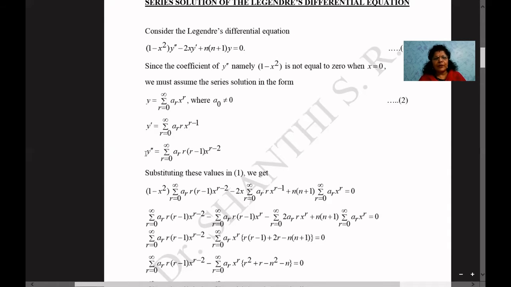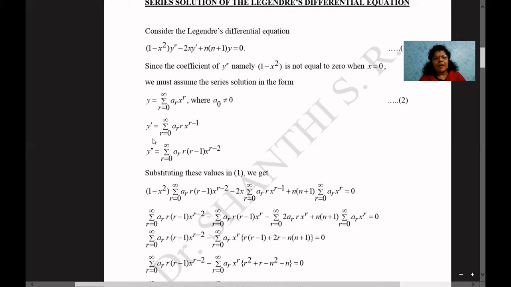Now I am going to find y double dash. How to find y double dash? It is the derivative of y dash. Differentiate this with respect to x again. Here x is in x power r minus 1. What is the derivative of x power r minus 1? It is r minus 1 into x power r minus 2. Thus we have obtained y double dash and y dash.